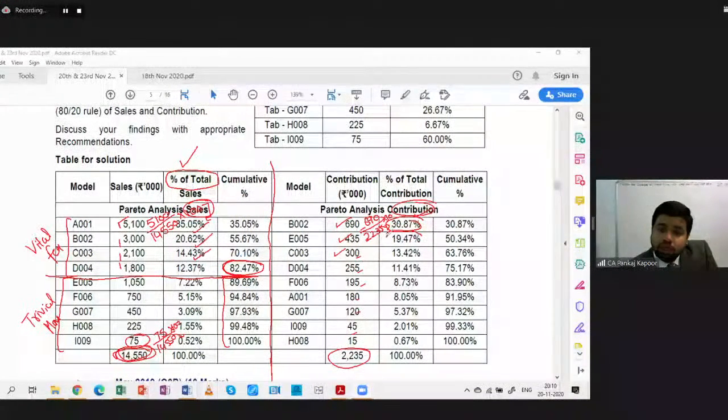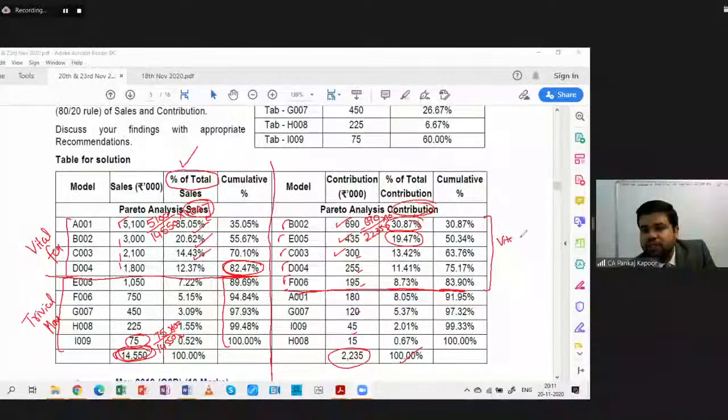E5 contributes 19.47% of the total contribution. Can anyone tell me where we reach the mark of 80? Here we reach the mark of 80. So these 5 products, B2, E5, C3, D4 and F6, help me to earn around 83.90% of the profit. Hence, based upon the contribution, these are the vital few and these 4 are the trivial many. Agreed?